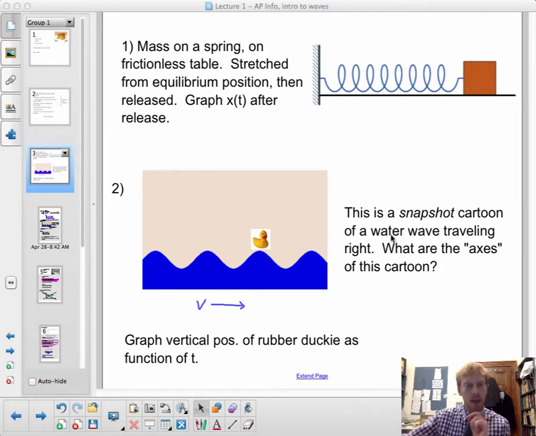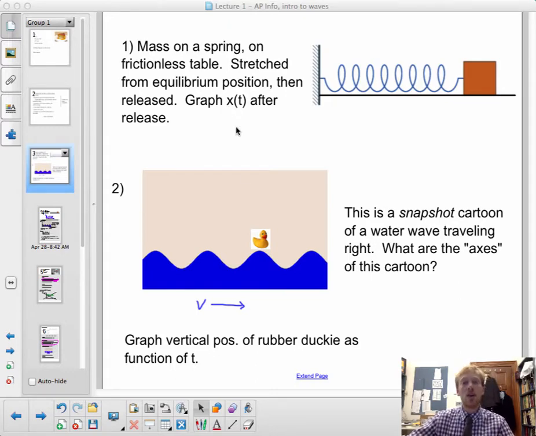All right, so as a warm-up, what I'd like you to do is to consider this mass that is mounted on that spring in such a way as it can oscillate back and forth as we saw in our simple harmonic motion unit. And what I'd like you to do is graph the position of the block as a function of time after it gets released.